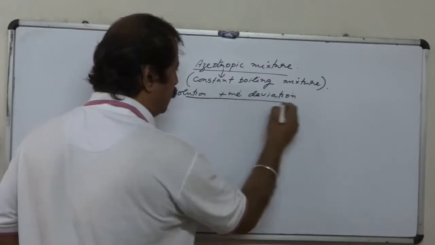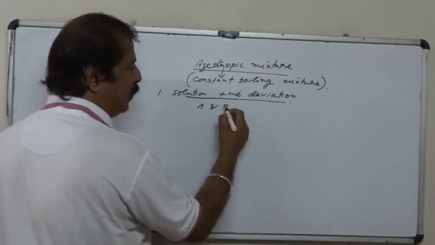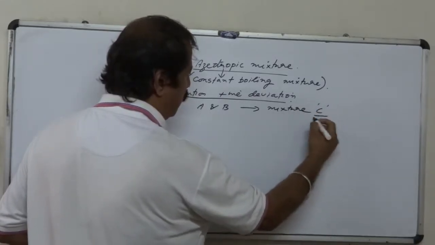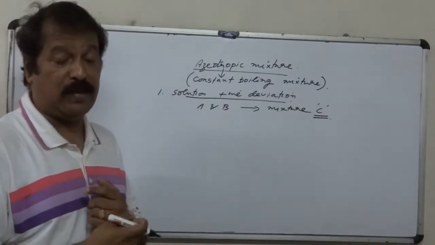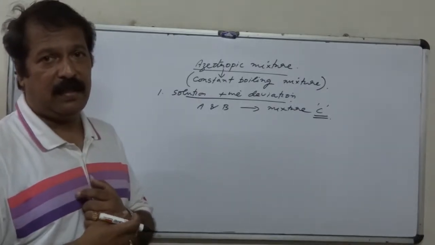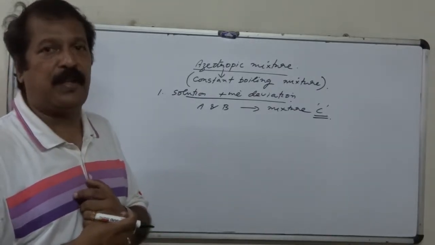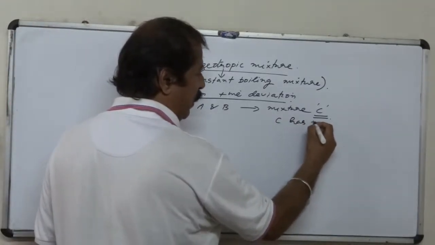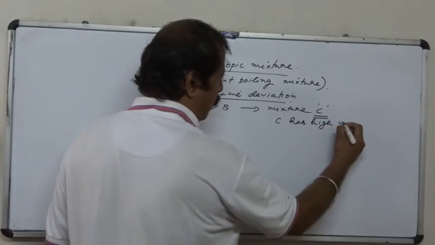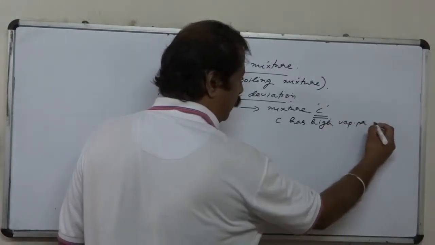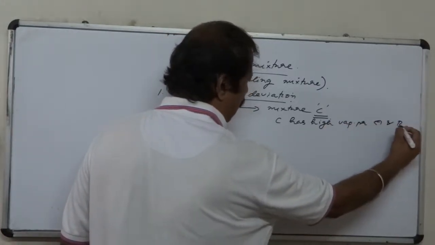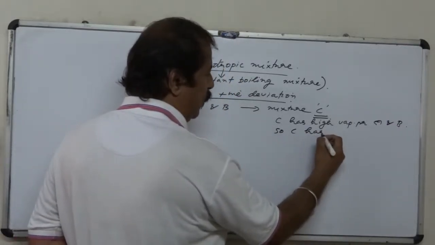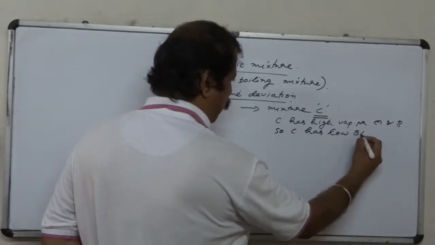Positive deviation. A and B combine to give a mixture C. And you know that for positive deviation, the total vapor pressure of the solution will be greater than that of A and B. So C has high vapor pressure than A and B, and so C has low boiling point.